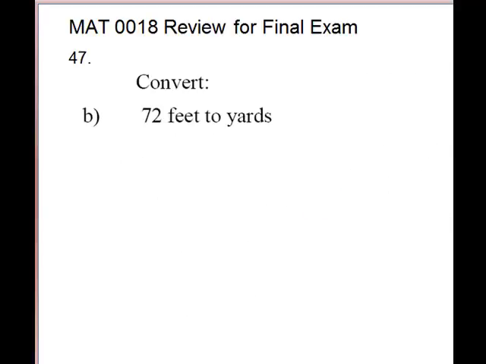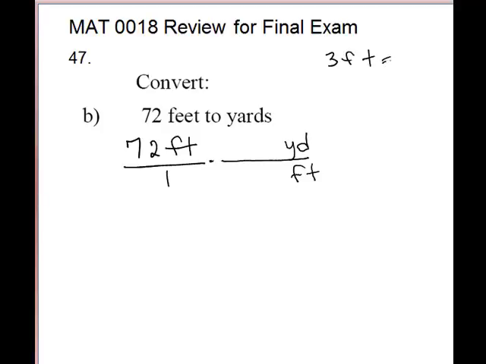Our next conversion is 72 feet to yards. So we start with what we have and make it look like a fraction. 72 feet. It'll go over 1. And we're going to convert between feet and yards. We want to get rid of feet. It should go in the denominator. We want to get yards. We need to remember the conversion factor. There are 3 feet in 1 yard.